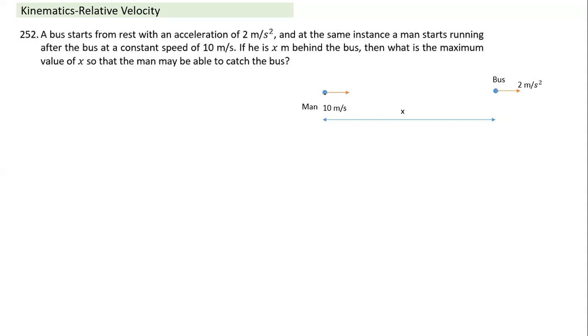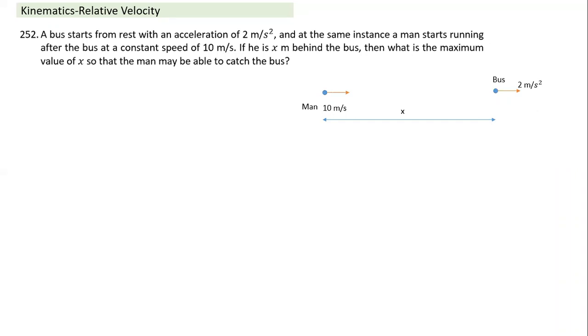A man is running at a constant speed of 10 meters per second. The distance between them is x. He is x meters behind. What has to be the maximum value of x so that the man may be able to catch the bus? To catch the bus means both must come to the same position at some real value of time. Then only does he catch the bus.